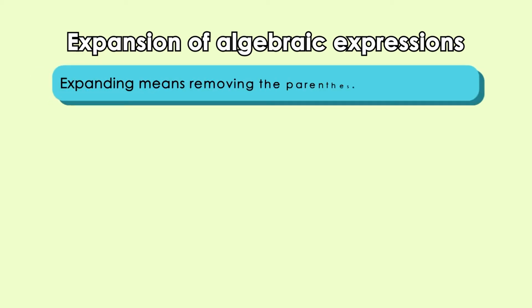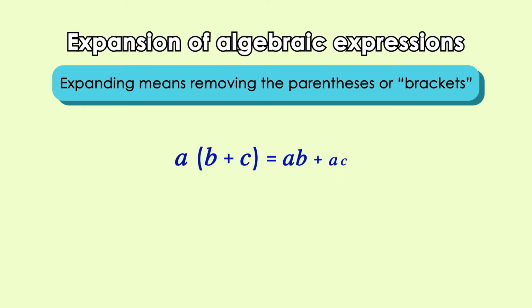Children, let's conclude what expansion is. Expanding means removing the parentheses or brackets. Whatever is inside the bracket needs to be treated as a package. So when multiplying, multiply by everything inside the package. For example, a in bracket b plus c is equal to ab plus ac. To do expansion, we need to multiply the factor a with b, and the next step is to multiply a with c. So our answer is ab plus ac.